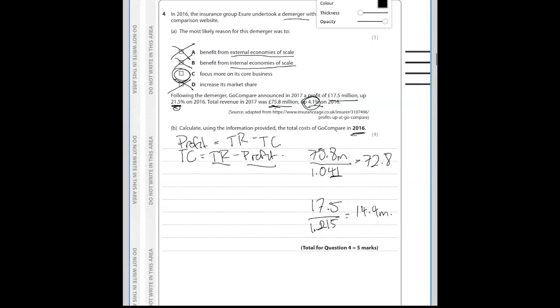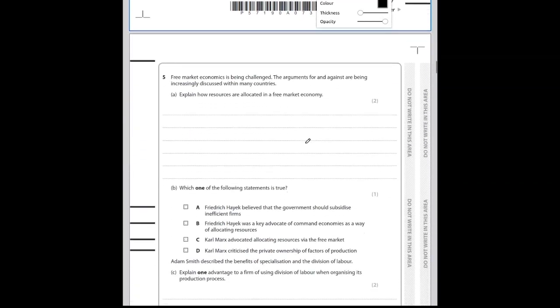And then if I want to find my total costs for 2016, I'm just going to go total revenue, 72.8, minus profits, 14.4, and that's going to equal 58.4 million. And you're going to want to make sure you put the pound sign, and you want to put the million here as well. If you just put down 58.4, you're going to drop marks, because that's not the answer.